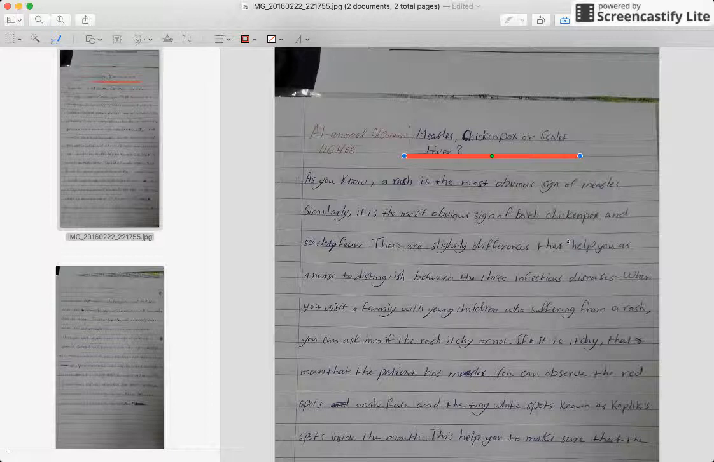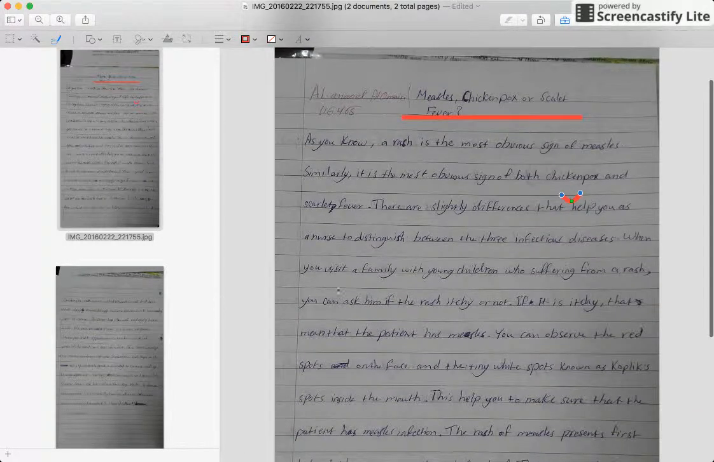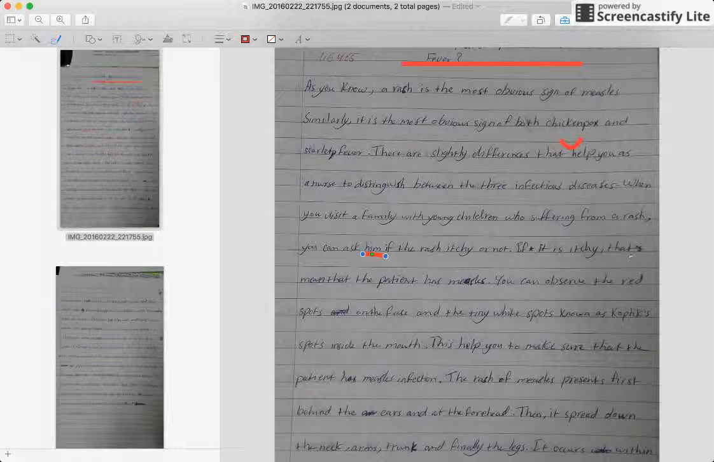Okay, so here you might want to say that can help you as a nurse to distinguish between the three infectious diseases. Good. When you visit a family with young children who suffer from a rash, you can ask, not necessarily him, yeah, it could be her, if the rash is itchy or not. If it is itchy, that means that the patient has measles. Okay.